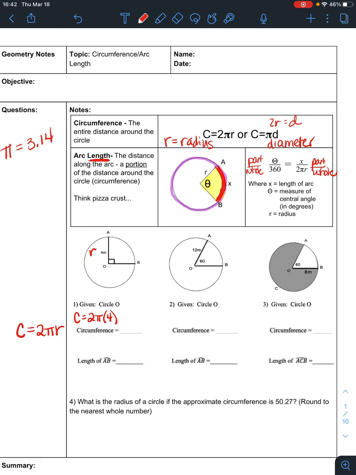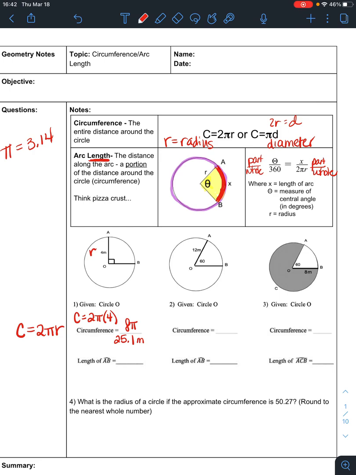Well, right now, first, look at this. I can do 2 times 4, and that's 8. So it may say in terms of pi, and in terms of pi would be 8 pi. Then you just do 8 times pi, and you get 25.1. So all the way around the circle would be 25.1 meters.